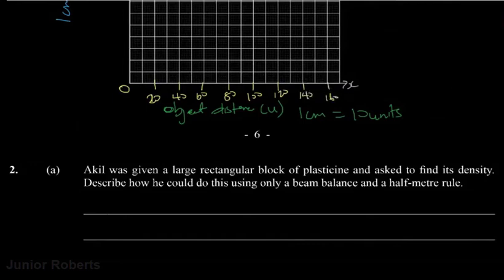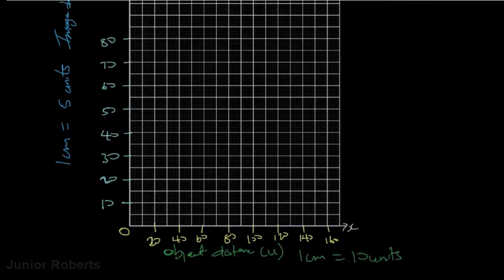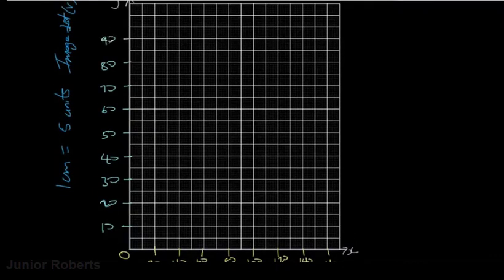All right, so I want you to scale up your graph, and then we're going to talk about plotting the points. So here, 1 centimeter to 10. So if I go 2 centimeters, that would be 1 centimeter to 5. Sorry. So if I go 2 centimeters, it will be 10. So I'll go 10 there, 20, 30, 40, 50, 60, 70, 80, and I can continue, 90 and 100.